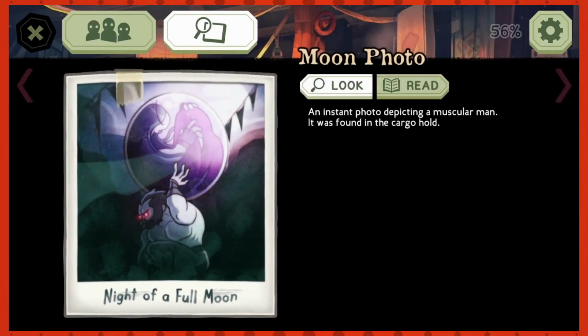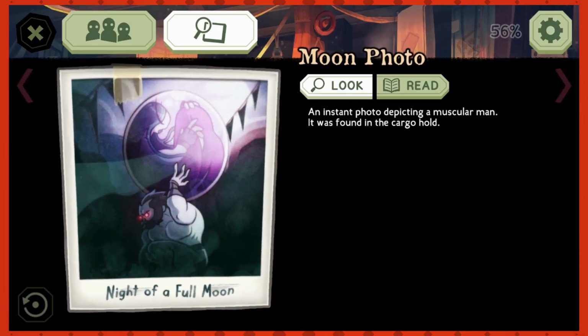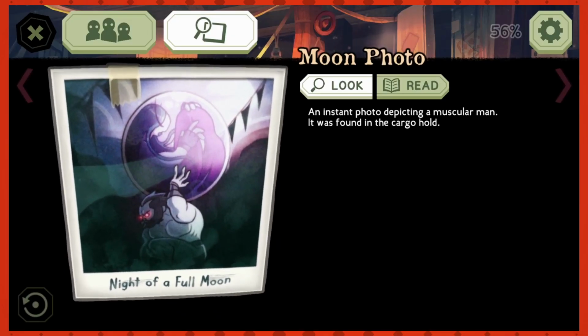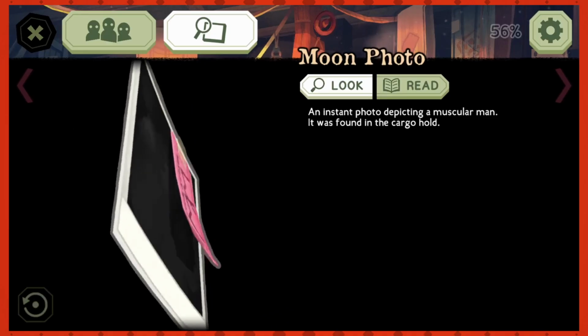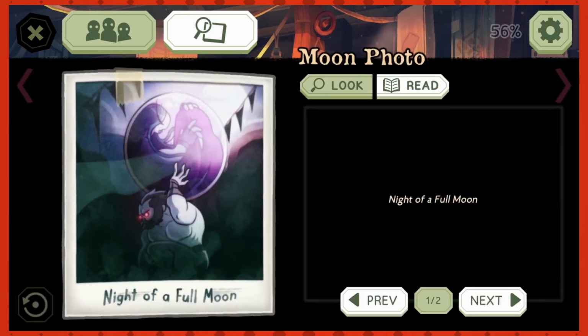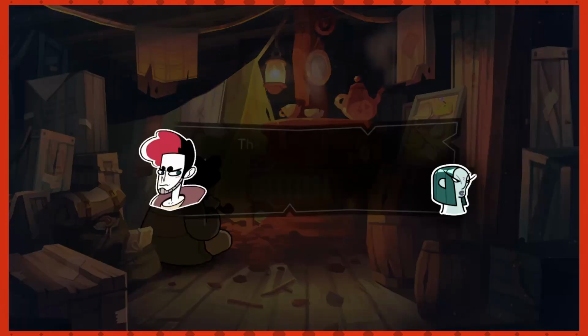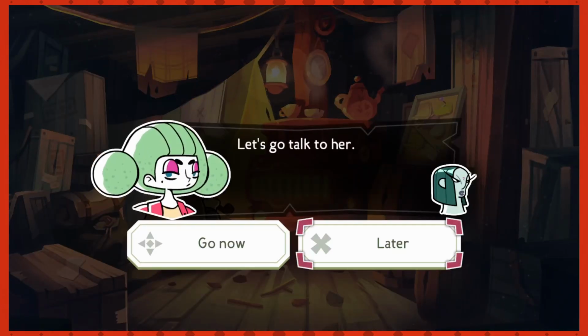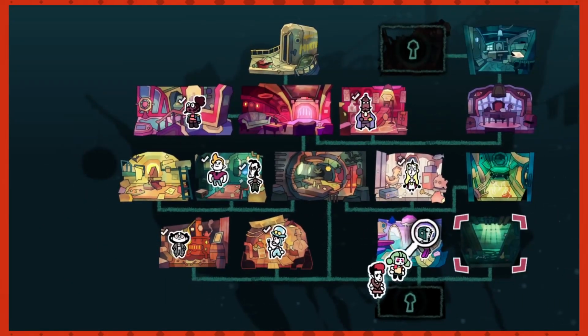What's this? My god. Night of a full moon. An instant photo depicting a muscular man who was found in the cargo hold. Whale and Wolf. Oh, the notebook. Yes. With the scratches. There's something suspicious about that. Let's go talk to her. Indeed, go now. God, I'm so pissed about that one.